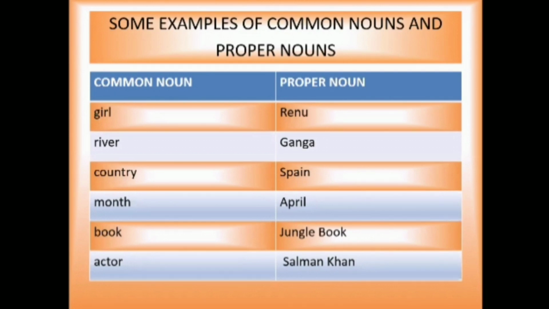See the next? It is country. It is common noun. Spain is a country. That is why it is proper noun. Month. Month is common noun. April. April is the name of a month. That is why it is proper noun. Book. It is common noun. Jungle Book is the name of a book. That is why it is proper noun. Actor. It is common noun. Salman Khan is the name of an actor. That is why it is proper noun.